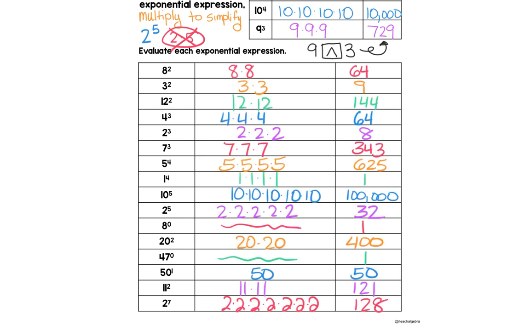Okay, here are your answers with everything expanded out. Don't forget, anything to the 0 power gives you 1. Doesn't matter if it's a variable or a number, anything to the 0 power gives you 1.